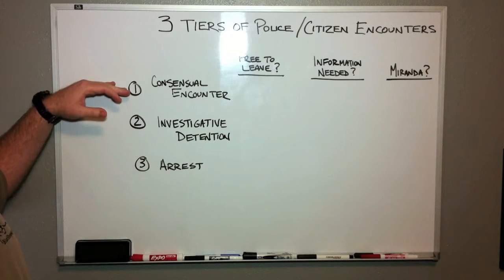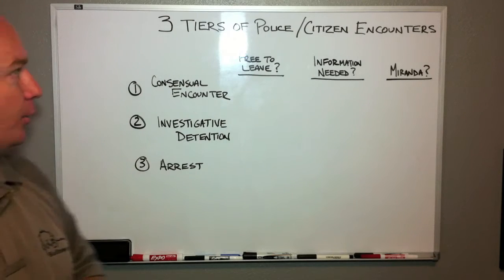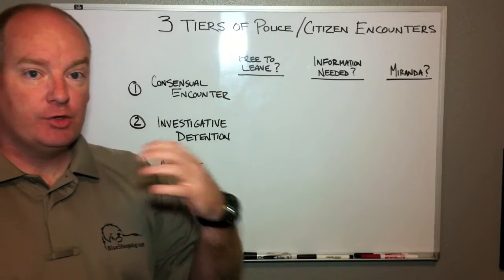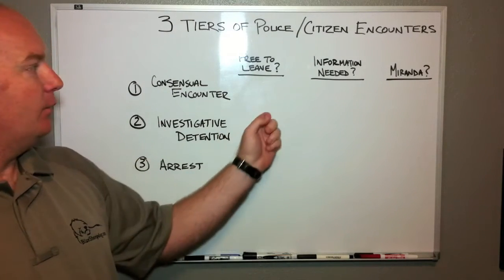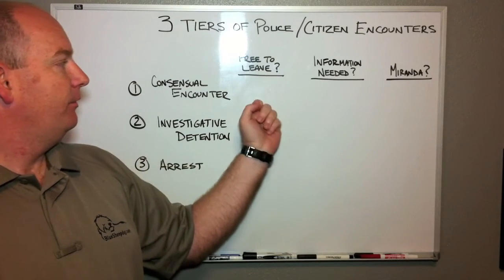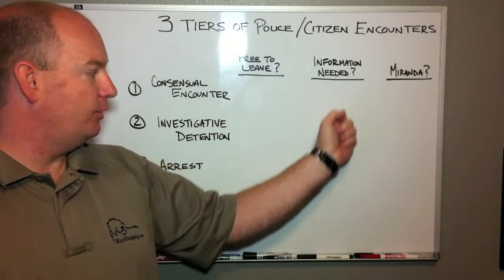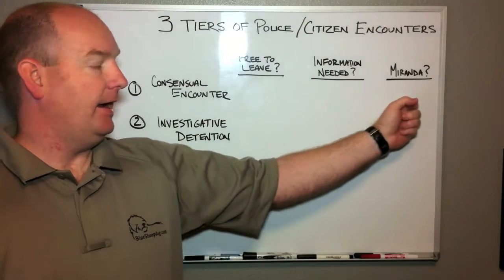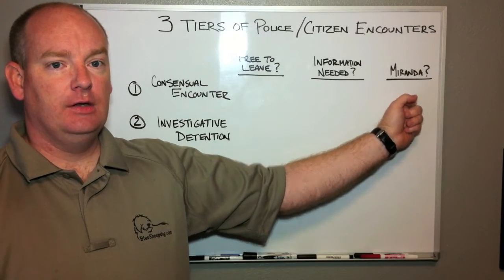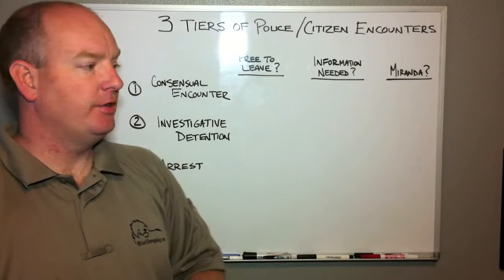You have the consensual encounter, you have the investigative detention, and last but not least, you have the arrest. Okay, and when we're talking about these three tiers, generally what we have is three different things that come into play for us. Is someone free to leave? What information do we need to affect one of these encounters? And then if we're interviewing someone, does Miranda come into play? So let's talk about these three things.